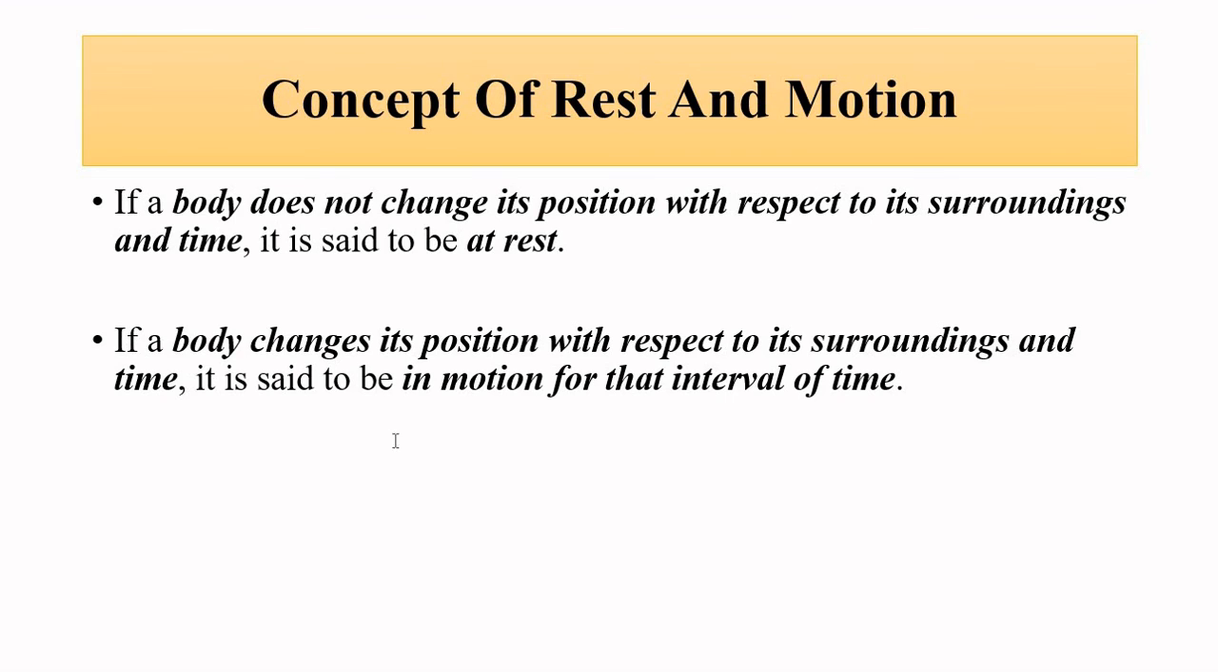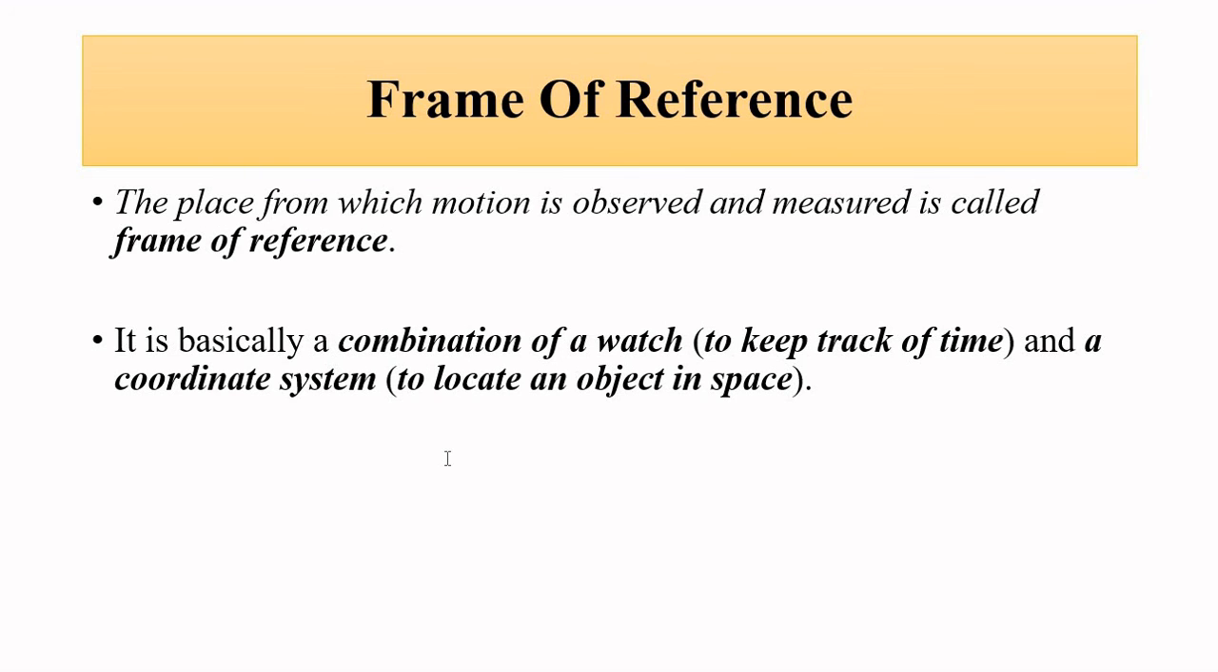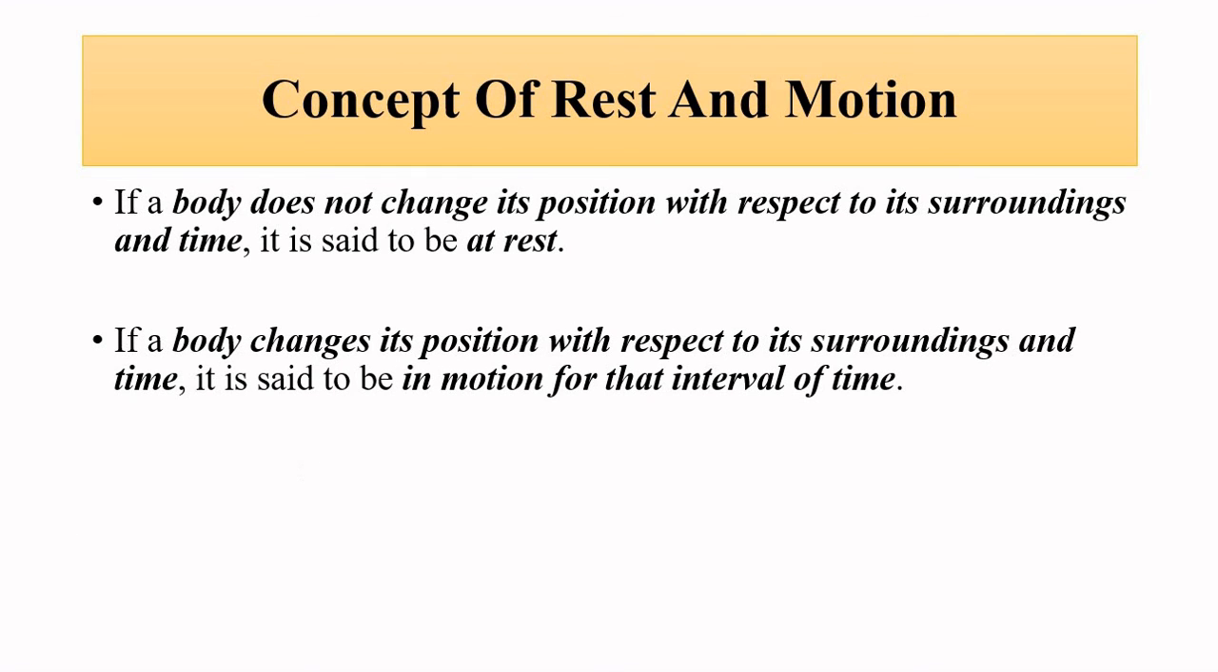Basically, frame of reference is a combination of a timer or a watch which keeps track of time and a coordinate system, the Cartesian coordinate system, which helps us to locate an object in space. So here time comes into play, reference point comes into play, magnitude comes into play, direction comes into play, and we need all these parameters to understand rest and motion. Okay, so this is for this introductory video. We'll be discussing more things related to rest and motion in the next video.